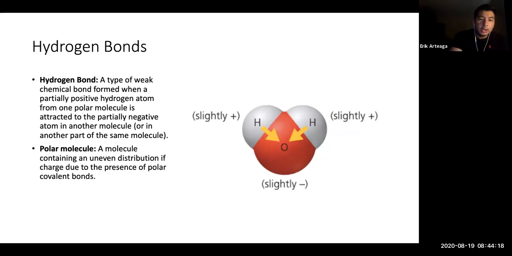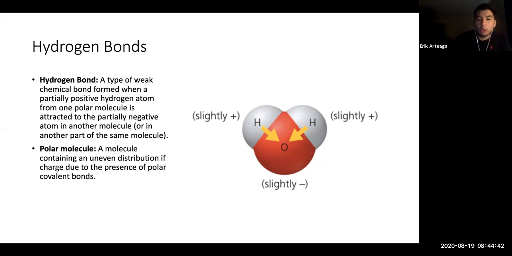Okay. So hydrogen bonds. Hydrogen bonds are a type of weak chemical bond formed when a partially positive hydrogen atom from one polar molecule is attracted to a partially negative atom in another molecule or in another part of that same molecule. Okay.